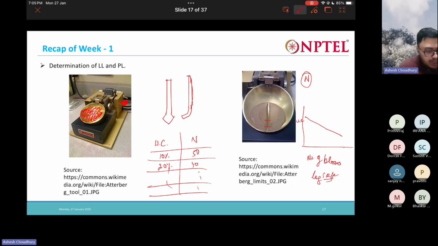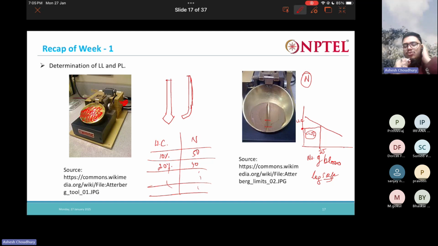Now, corresponding to 25 blows, whatever water content you get, that is nothing but the liquid limit. Corresponding to 25 blows, whatever water content you get, that will be the liquid limit. So this is how you do the test.